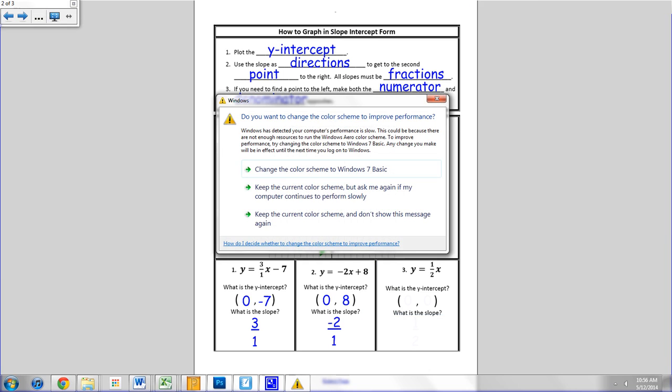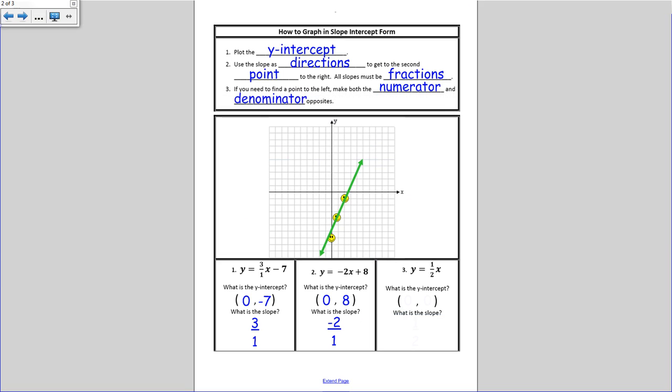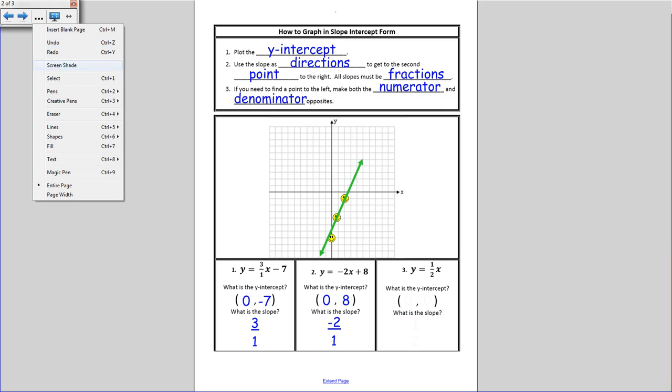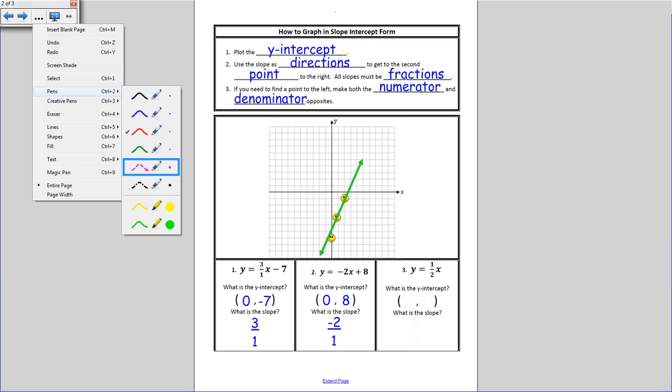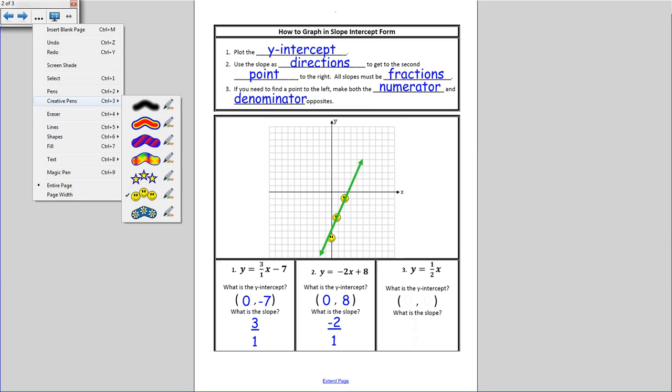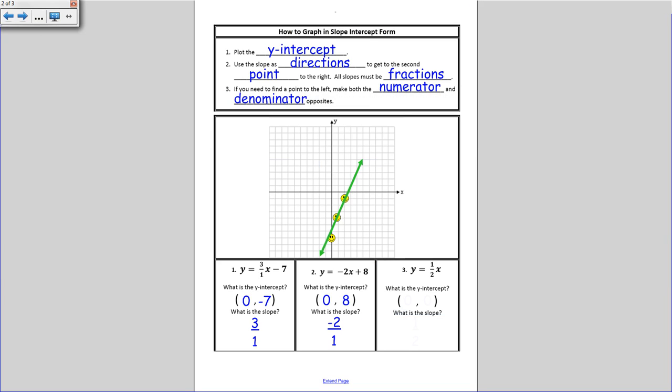That's as easy as it gets. Just write a 1 underneath. We've been turning whole numbers into fractions since first semester. Now we do the same thing. You're going to plot. We start at our y-intercept, which is at 8. 1, 2, 3, 4, 5, 6, 7, 8.